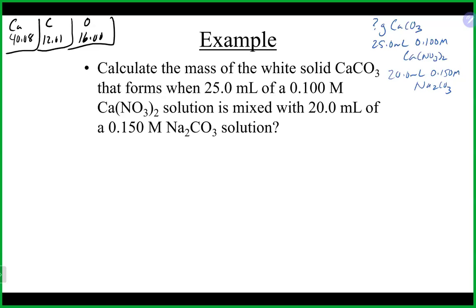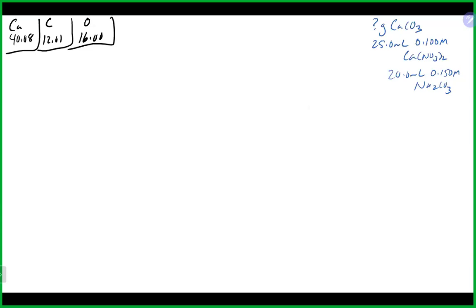Okay, so let's take a look and see how you're doing. So we want the mass of solid calcium carbonate that forms from the mixture, basically of so much calcium nitrate with some sodium carbonate. So this is definitely a stoichiometry problem. So just going through our steps here, we're going to get our equation. So we do have our calcium nitrate reacting with our sodium carbonate.